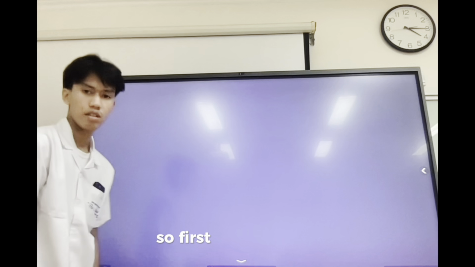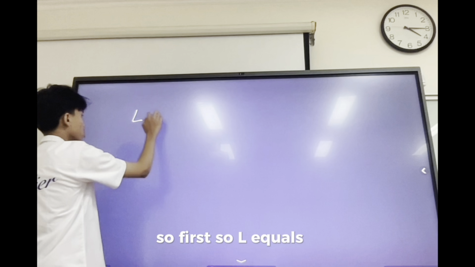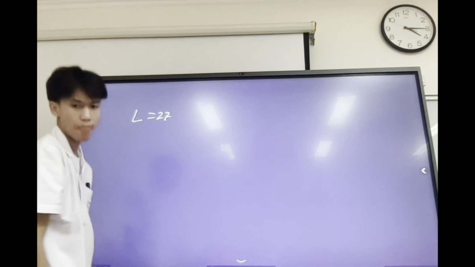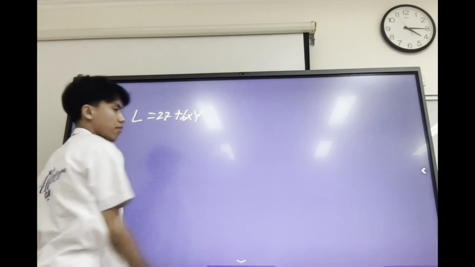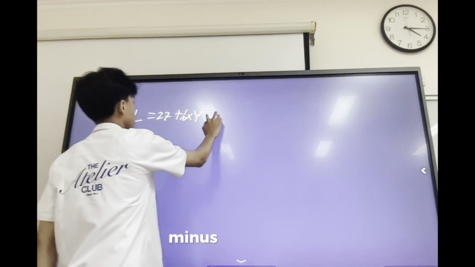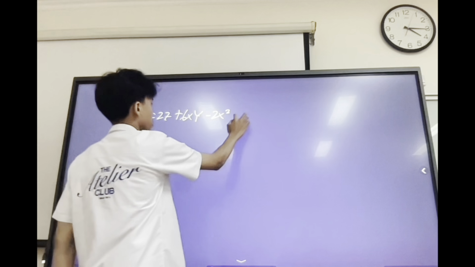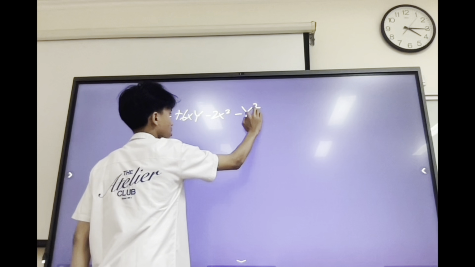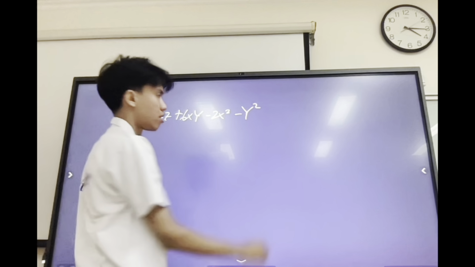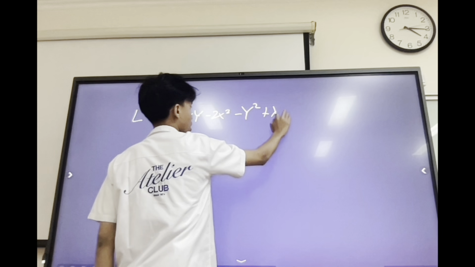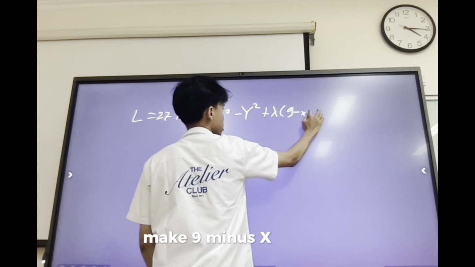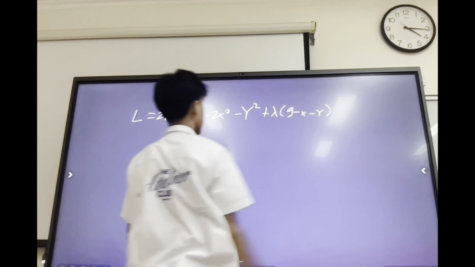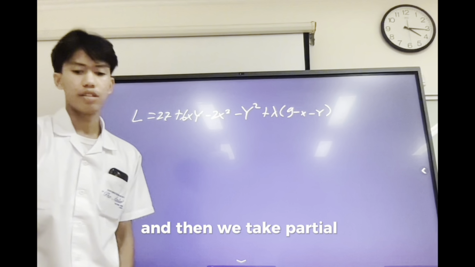So first, L equals 27 plus 6xy minus 2x squared minus y squared plus lambda times 9 minus x minus y. And then we take partial derivatives.